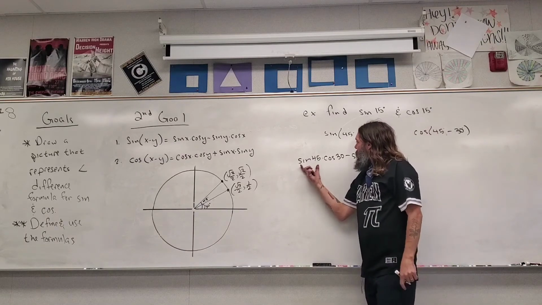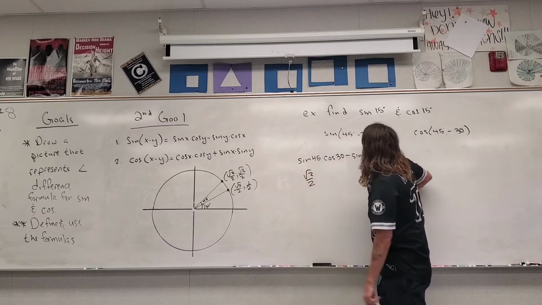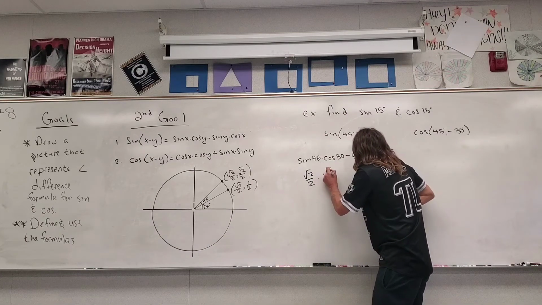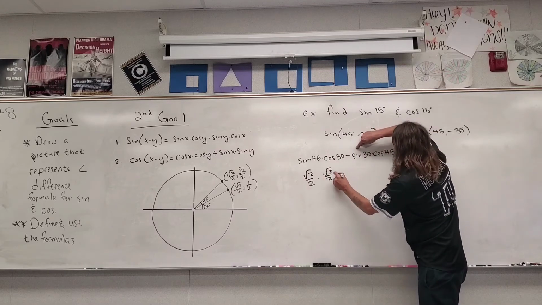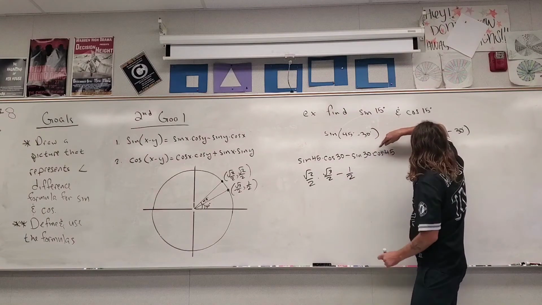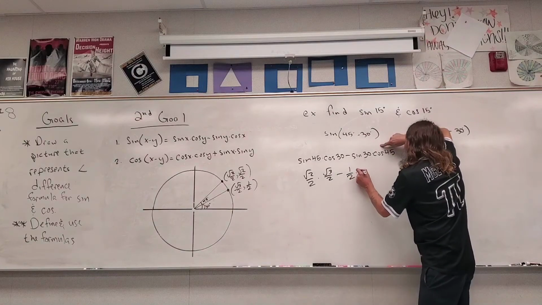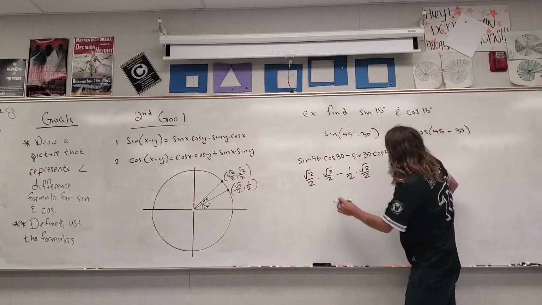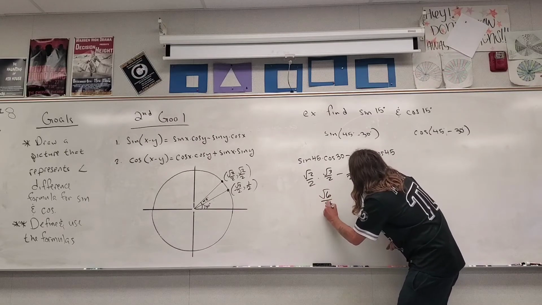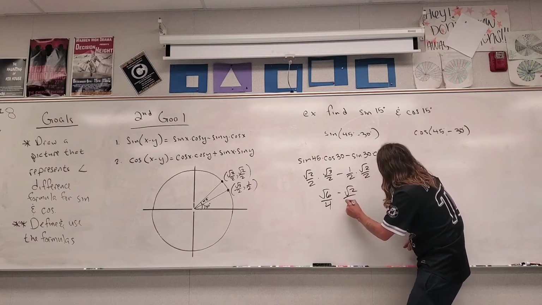My y-coordinate at 45 degrees is square root of 2 over 2. My x-coordinate at 30 degrees is square root of 3 over 2. Minus my y-coordinate at 30 degrees, which is 1/2. And my x-coordinate at 45 degrees is square root of 2 over 2. Square root of 2 times square root of 3 becomes square root of 6. 2 times 2 becomes 4. 1 times square root of 2 is minus square root of 2. 2 times 2 is over 4.